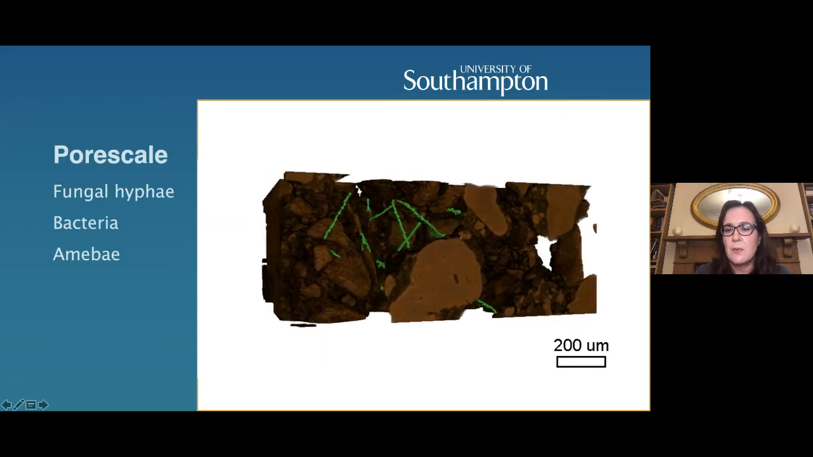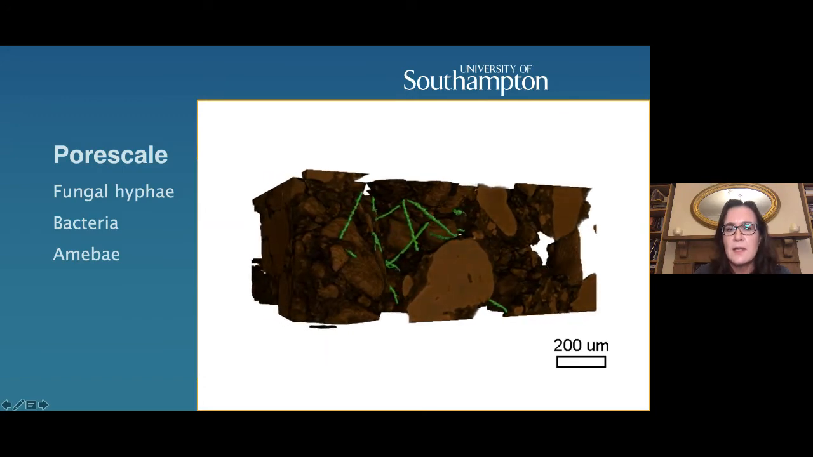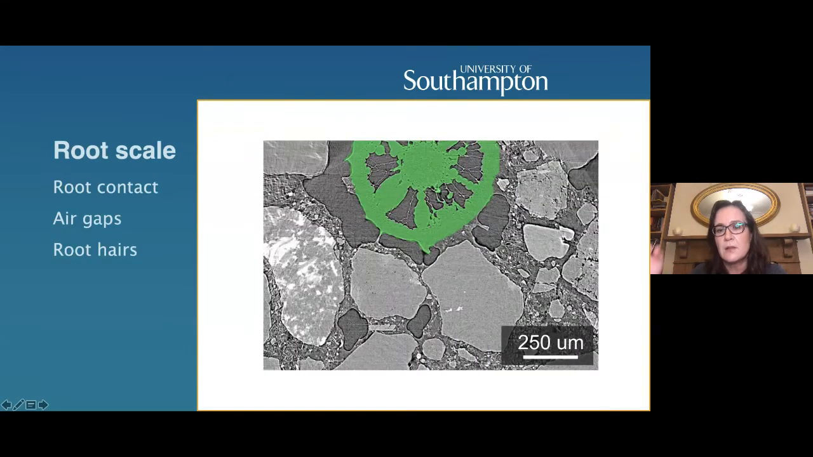The next scale up is a single root scale. So when we grow the plant in the soil, we can now appreciate the complexity of how a root is actually living in that soil.